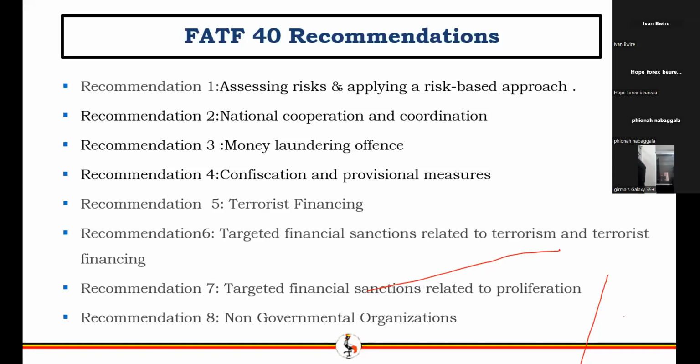Provision of targeted functions, we have also done this in the Anti-Terrorism Act, as well as providing for financial sanctions related to proliferation financing. This has also been catered for in our Act. So FATF is saying that recommendations 5 to 7 should be provided for or sufficiently addressed in your laws, by every member country that subscribes to it.